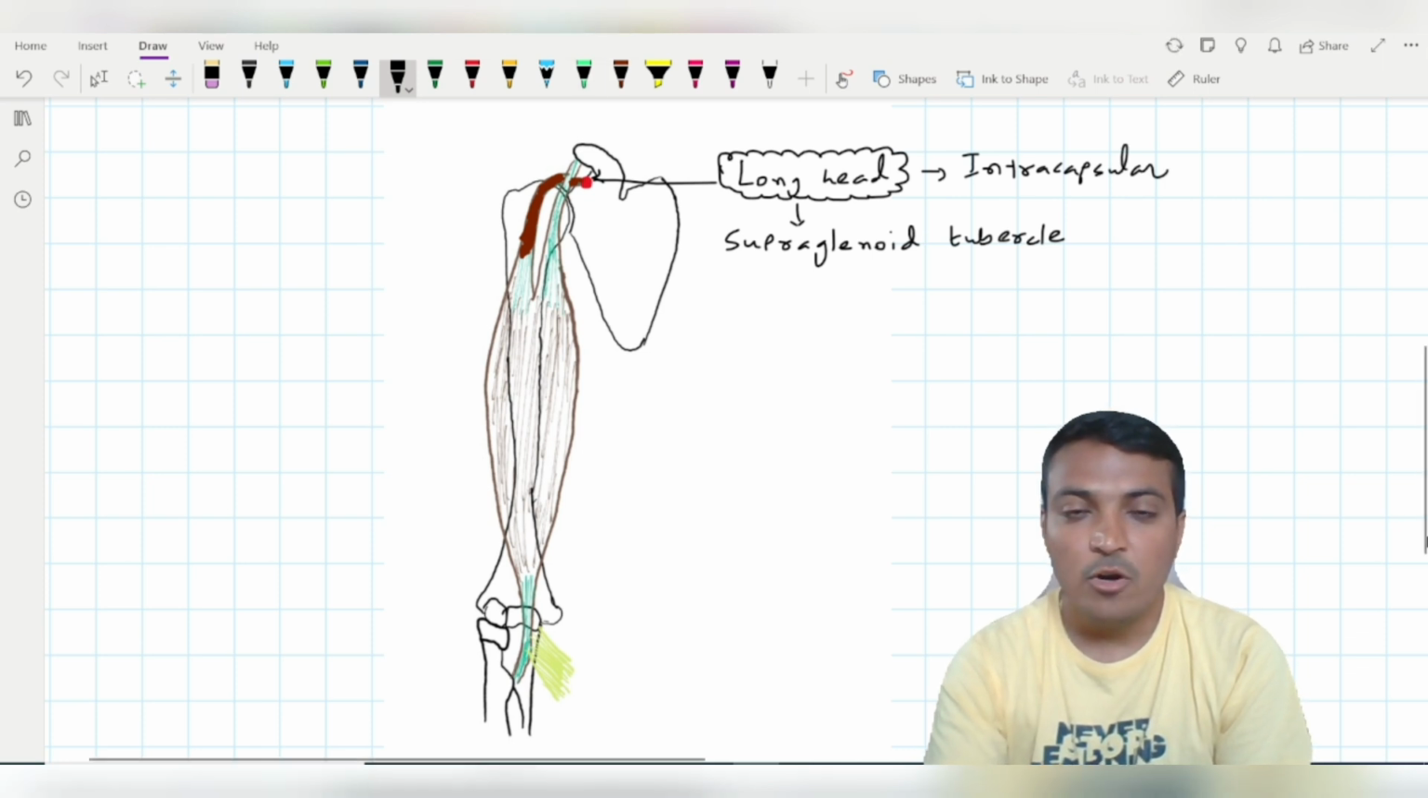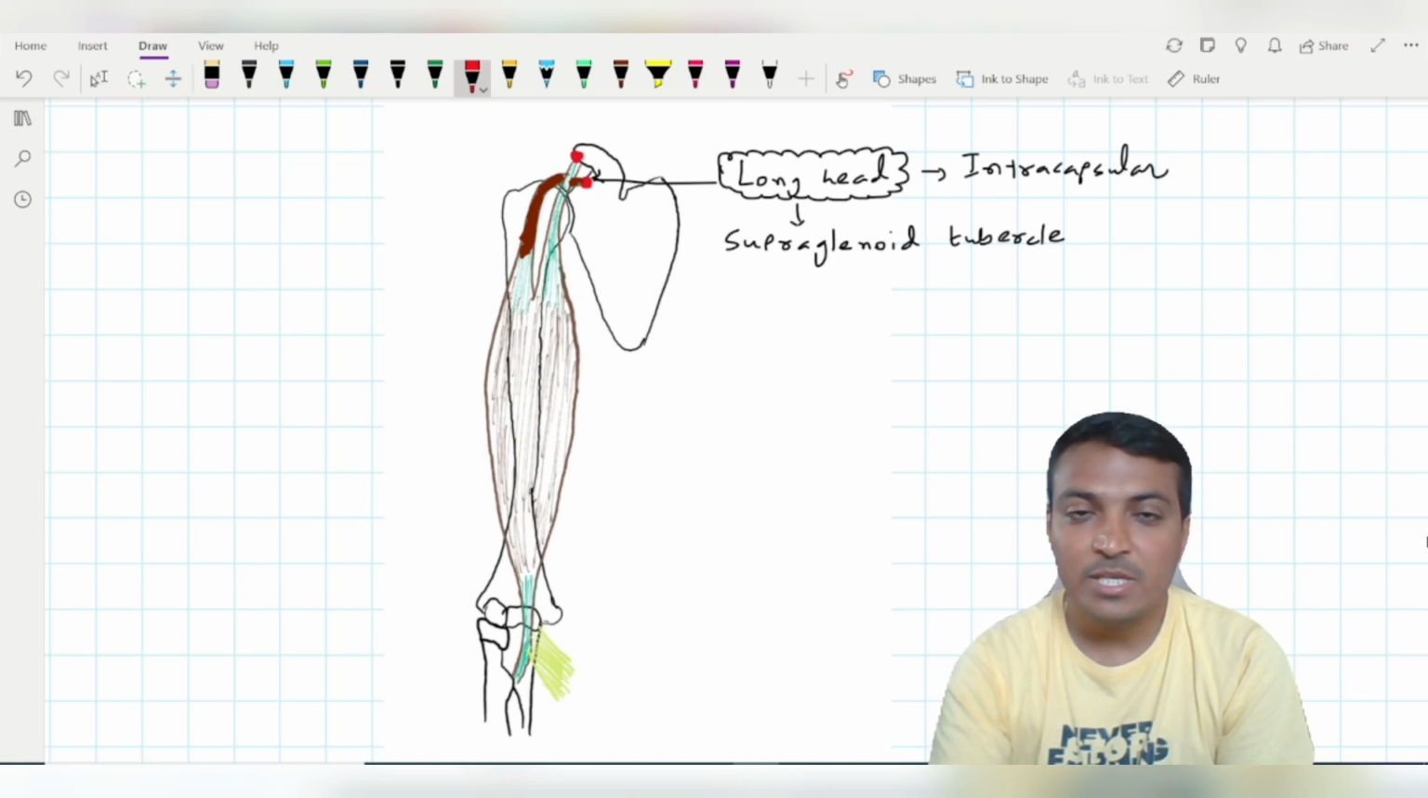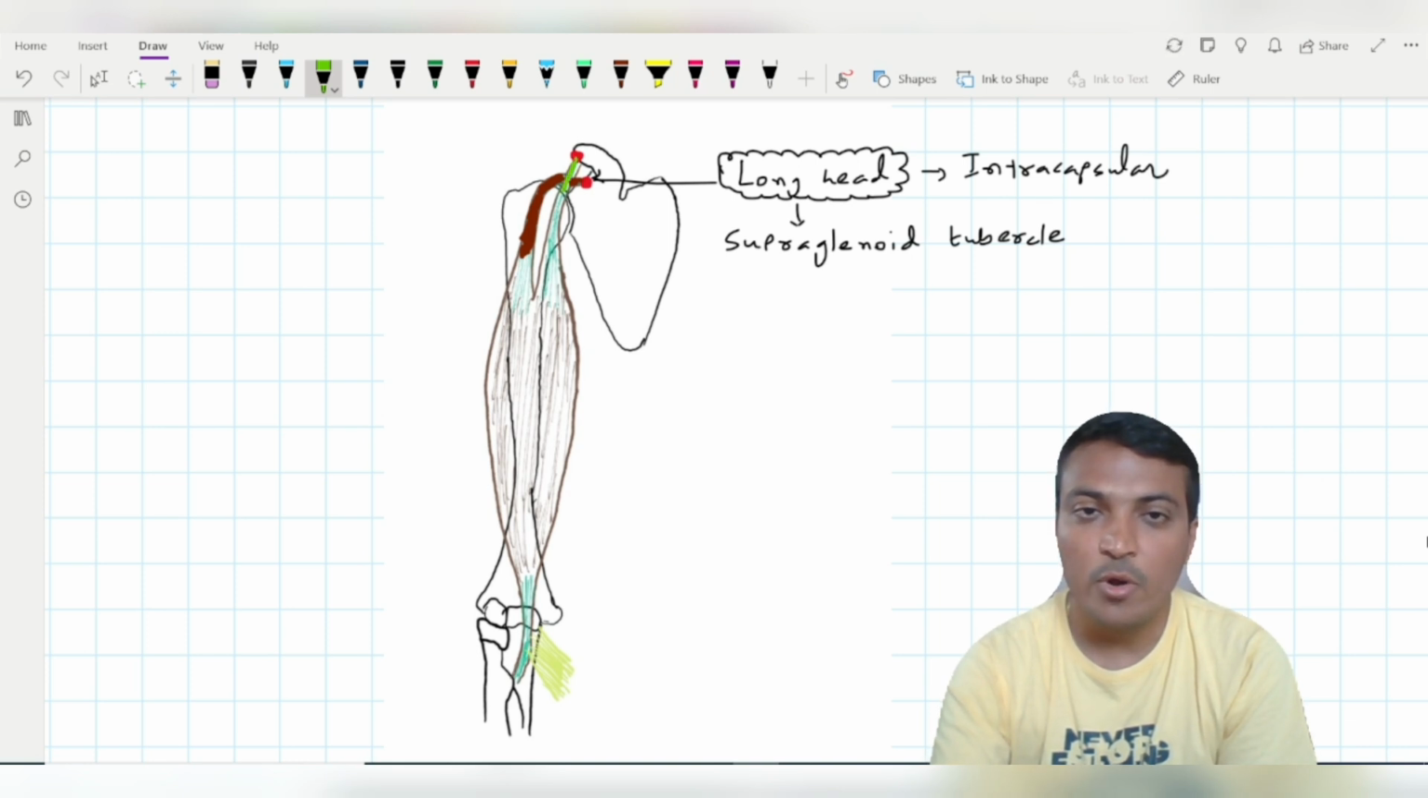Now the second head of the biceps brachii is going to arise from this area, and this one is the short head of the biceps brachii. This short head is going to arise as a tendon from the coracoid process. So from the tip of the coracoid process, the short head of the biceps brachii arises as a tendon and passes downward.